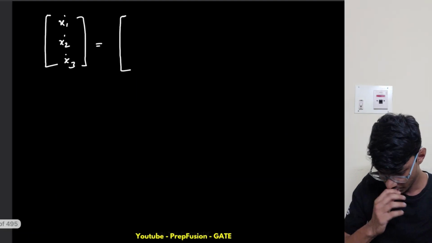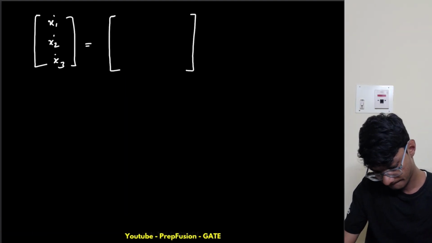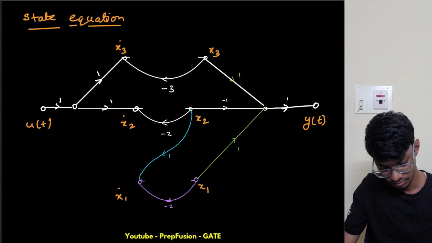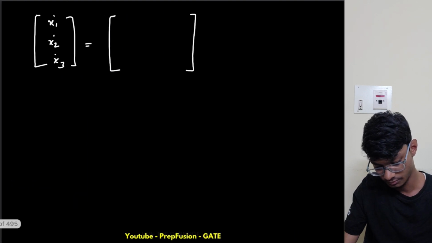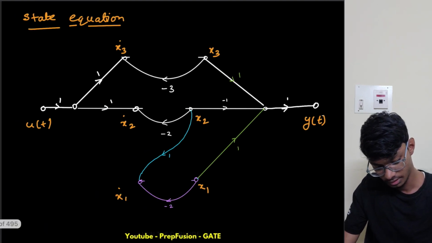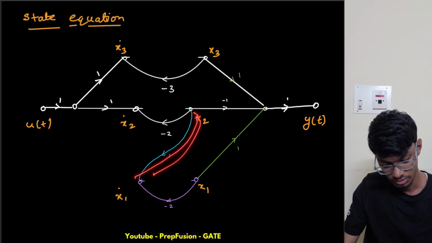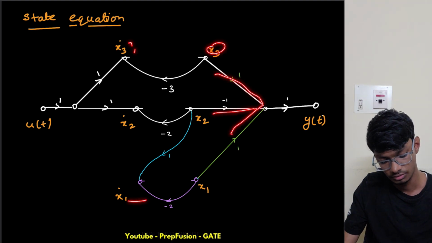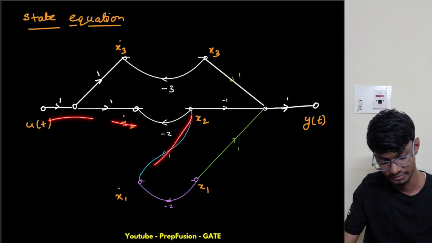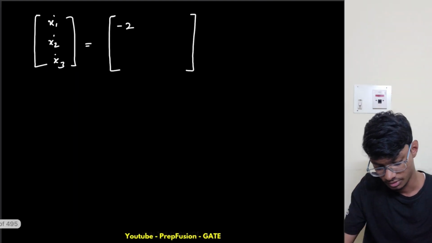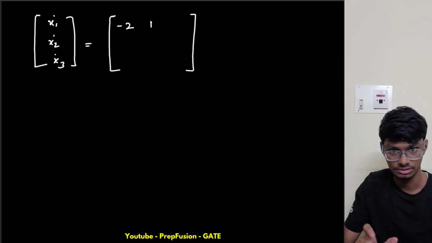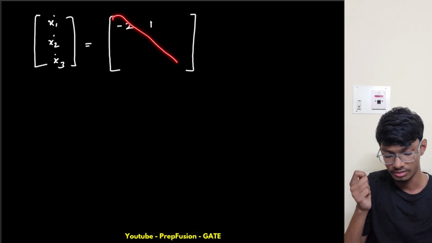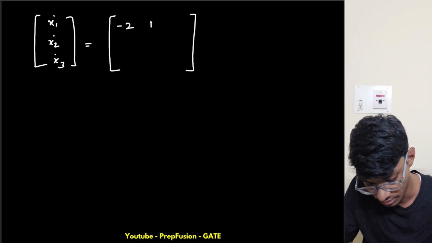What is x1 dot equal to? x1 dot equals minus 2 times x1, and x2 times 1. It is related to x2, but is it related to x3? No, x3 doesn't have any path to x1 dot, and u also doesn't have any path to x1 dot, so this will be 0. That is the difference. If it had been diagonalizable, only the diagonal elements would be non-zero and the others 0. So this row is minus 2, 1, 0.